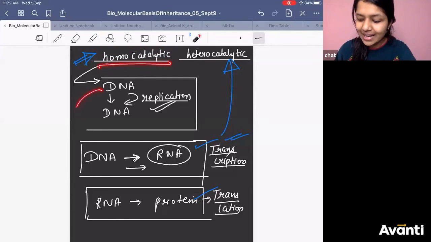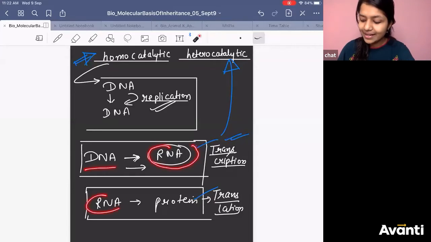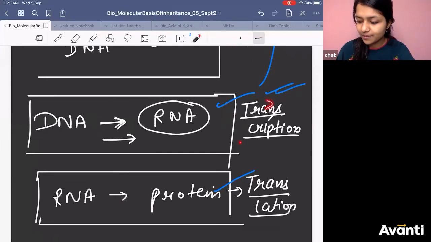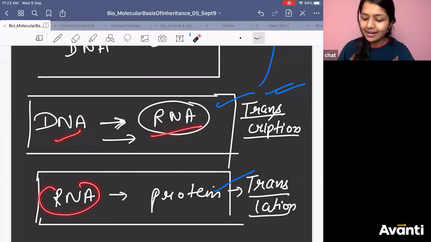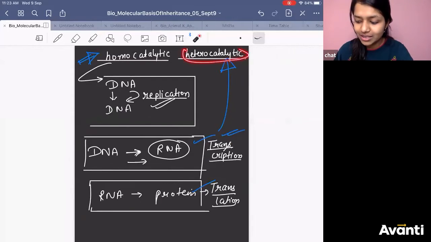Homocatalytic means if DNA gives you DNA, both are the same, right? If DNA is giving you DNA, it is a homocatalytic process. While when DNA gives you RNA or RNA gives you protein, which means transcription and translation, what are these processes? They are heterocatalytic processes because you are not getting the same thing. DNA is transcribing into RNA and RNA is getting translated into protein.